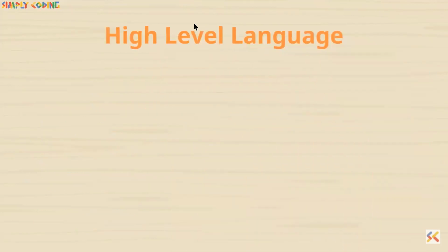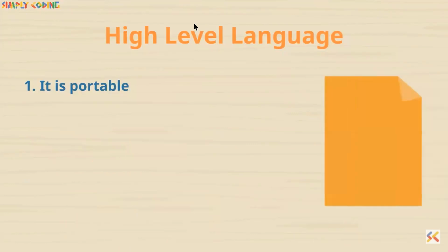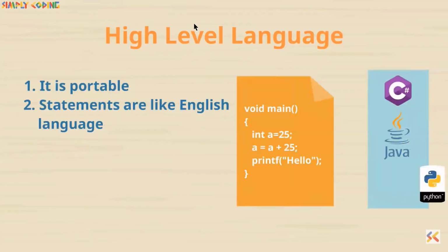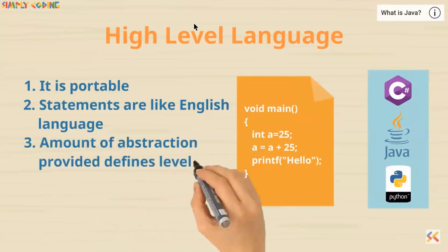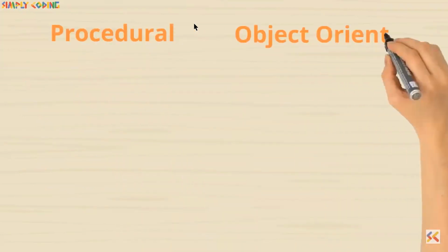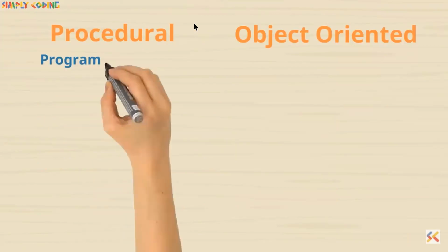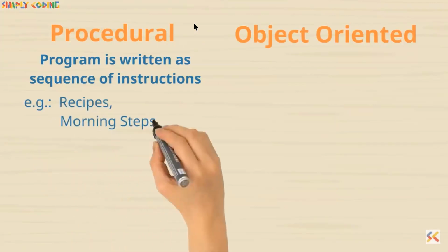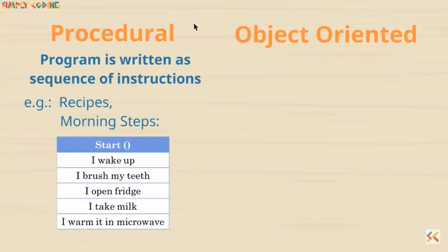Now let's take a look at high-level languages which are portable and statements are in English-like language, making it convenient to use. These include C#, Java, Python, etc. The amount of abstraction provided defines how high-level a programming language is. The high-level languages are also of two types, procedural language and object-oriented language. In procedural language, the program is written in terms of sequence of steps to solve the problem. For example, steps given in a recipe or sequence of steps you follow when you wake up.